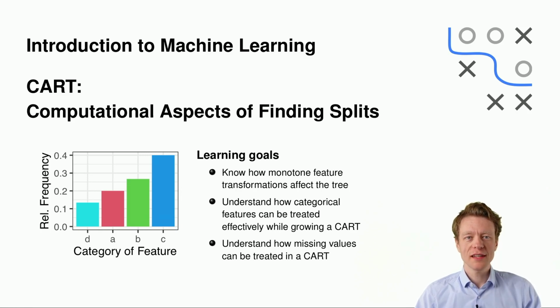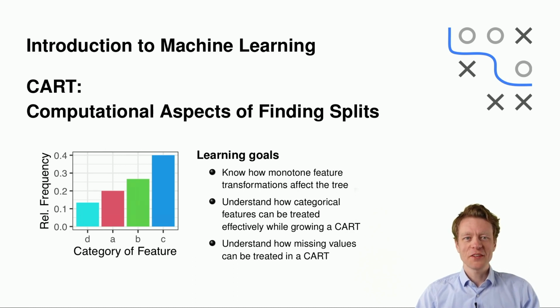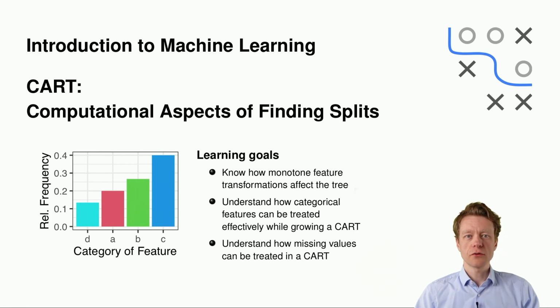I'm Ludwig Brutmann, and in this video I will speak a little bit about computational aspects of finding split points in classification and regression trees. So at the end you should know that monotone feature transformations do not affect the tree in a substantial way. You should understand how categorical features can be treated effectively while growing a CART, and you should understand how missing values can be treated in a CART by surrogate splits.